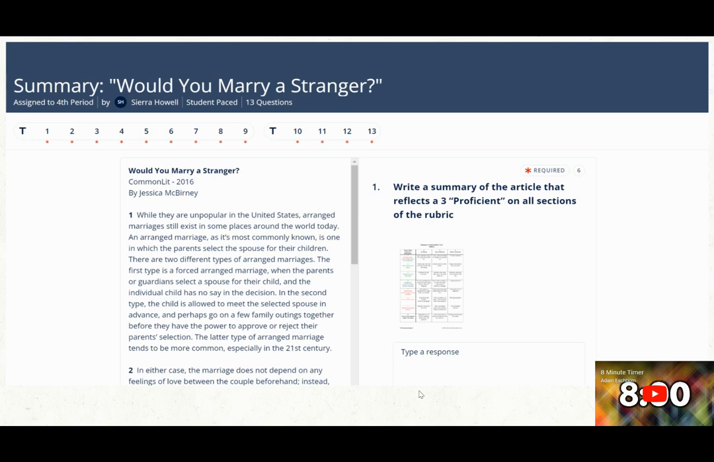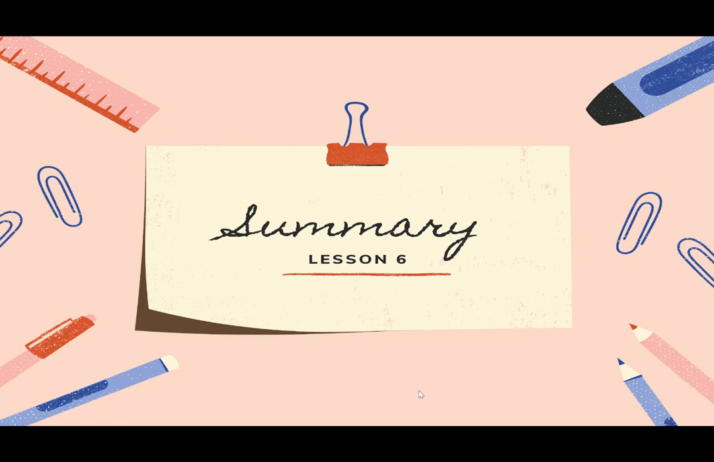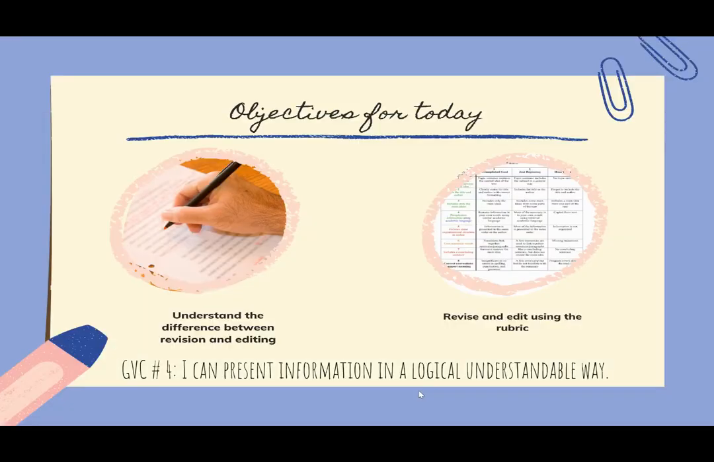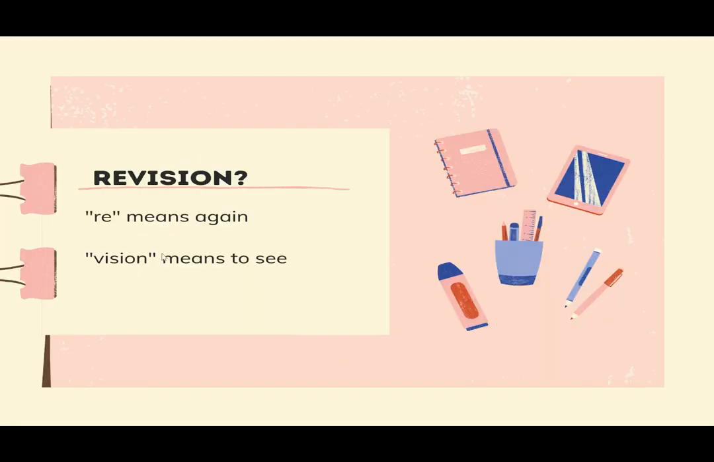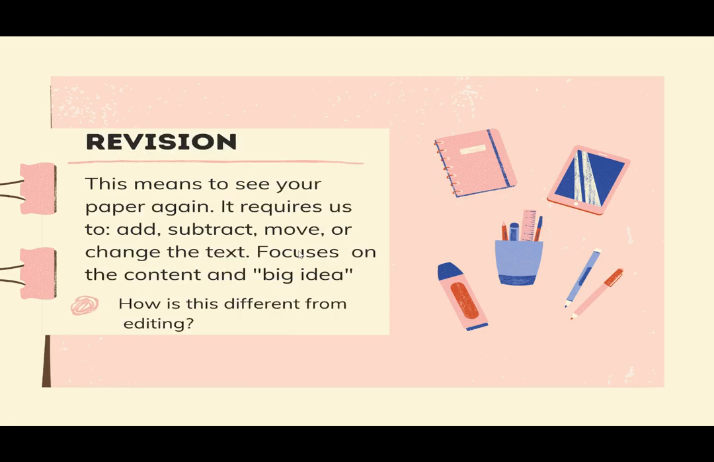So you'll type your summary in right here, and then once you type your summary in, we are actually going to do revisions today. And to do revisions, you have to understand the difference between revisions and editing, and then you are going to revise and edit using the rubric. When we define the word revision, it's re, which means again, and vision, which means to see. So revision is literally to look at your paper again, and you are going to add, subtract, move, or even change the text that you write to make sure that you are focusing on the big idea of what you want your summary to have in it.